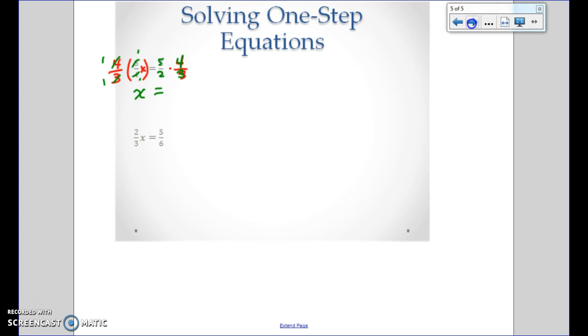Sideways or diagonally, 5 and 3. Do they reduce? No, they don't. 2 and 4 do reduce though. 2 can go into 2 once and into 4 twice. Now what's left to do is multiply straight across. 5 times 2 is 10, and 1 times 3 is 3. 10/3 will be my solution.